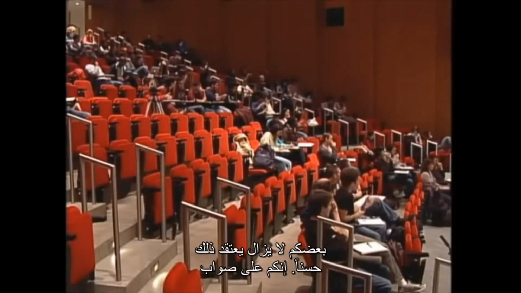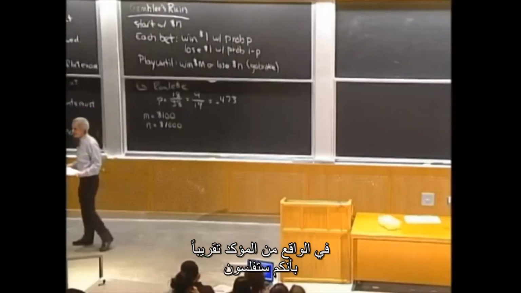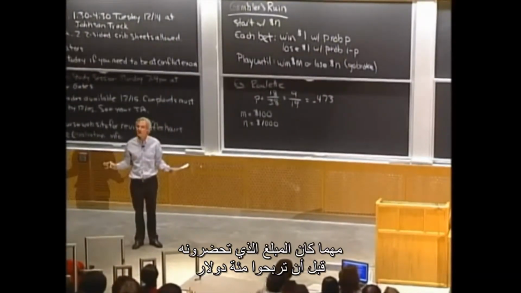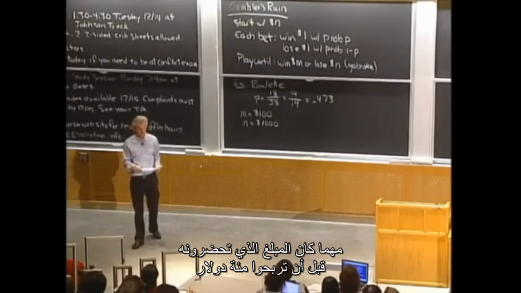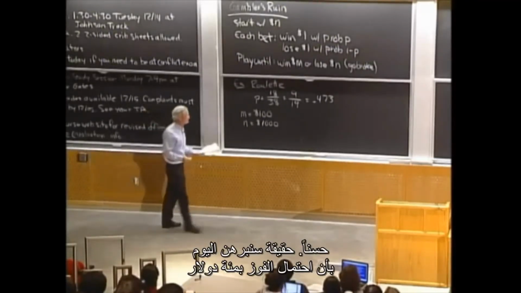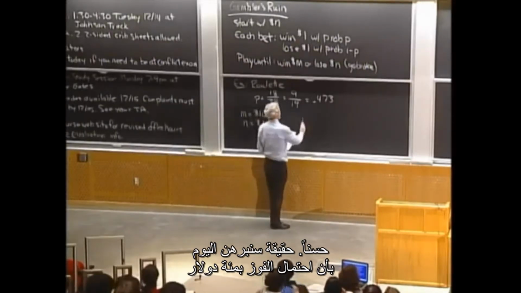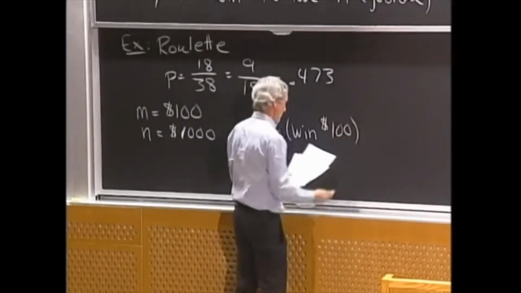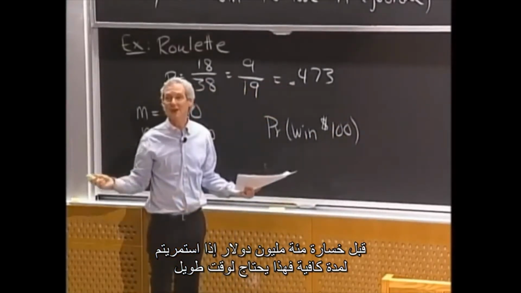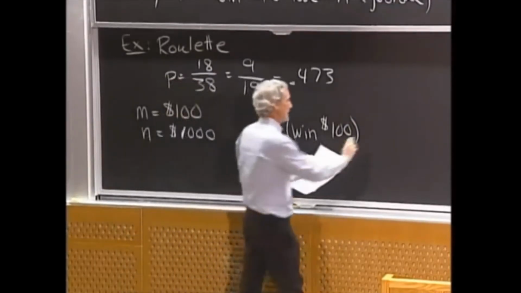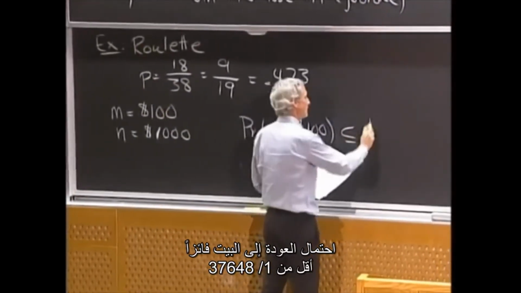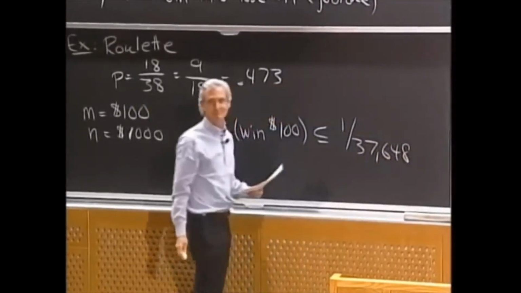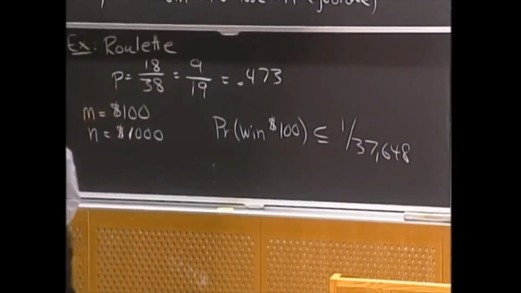Okay, well, you're right. In fact, it is almost certain you will go broke, no matter how much money you bring, before you win $100. In fact, we're going to prove today that the probability that you win $100 before losing $100 million, if you stayed long enough, that takes a while, the chance you go home a winner is less than 1 in 37,648. You have no chance to go home happy.